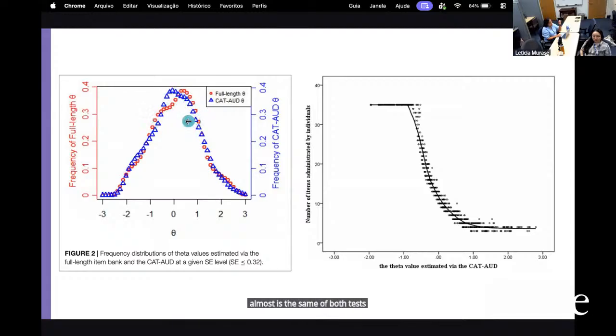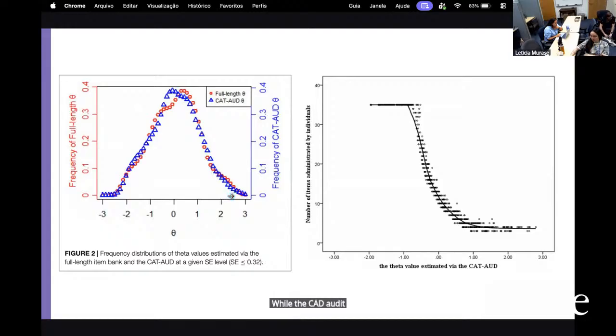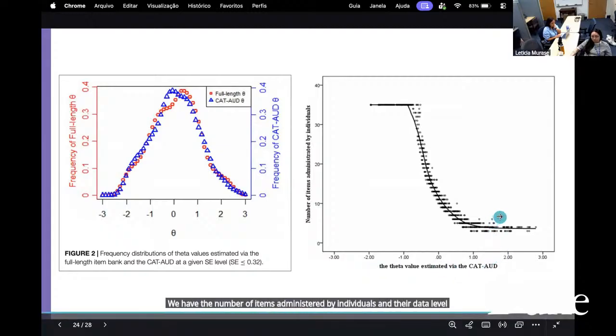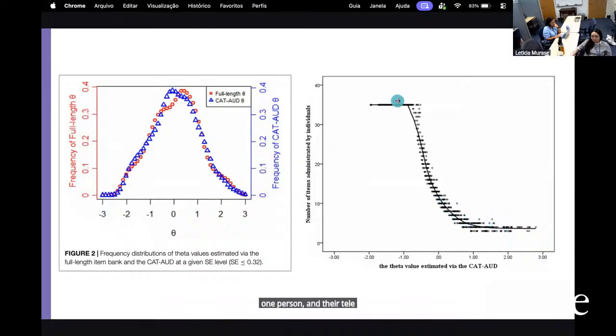But as a reminder, people in the full length test responded to around 100 items, while in the CAT AUD test they responded to no more than 35. This is also estimated from the simulation. And here we have the number of items administered to individuals and their theta levels. Once again, the dots are one person, their theta level and the number of items administered.